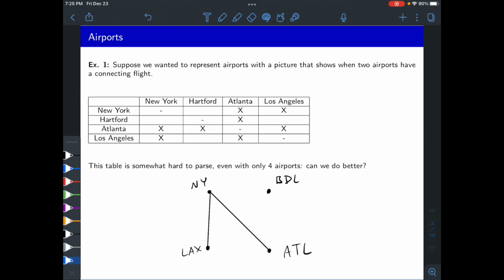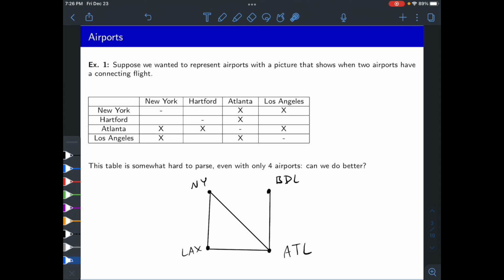Okay, and then Atlanta, let's do Hartford next. Hartford has a flight to Atlanta, and that's it. Okay, and then we had a flight from Atlanta to New York and Hartford. Those are both already taken care of. Oh, and also LAX, so draw that one in. LAX has one to New York, has one to Atlanta, and does not have one to Hartford. So it looks like we've labeled everything that we need to here.